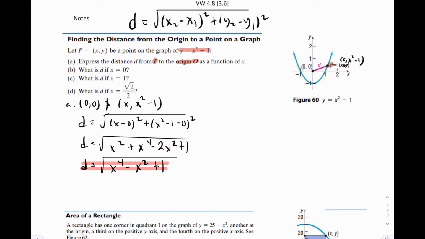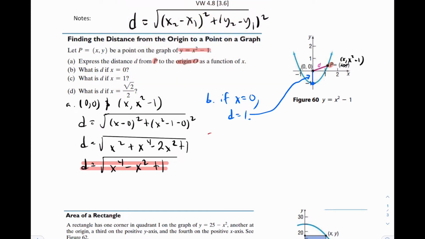So now it says B. What is D if x is 0? So B, if x equals 0, plug it in. So if I plug in 0 here, I get the square root of 1, which is 1. Now what that means is that if x is 0, the coordinate would be, I can look right here, (0, negative 1). So that's the point we're given. This is saying the distance should be 1. And I can definitely see that is true. That distance right there is 1.